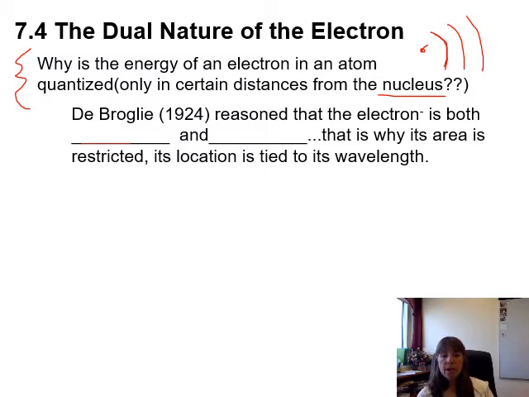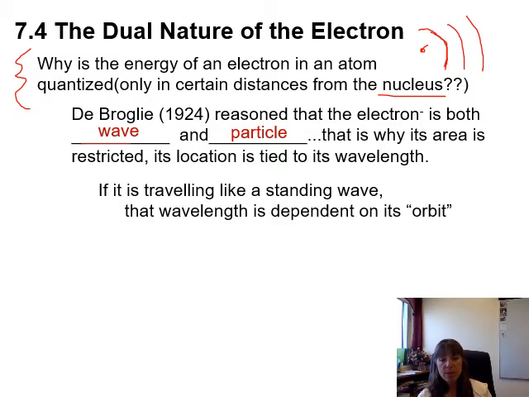So de Broglie reasoned that the electron is both wave and particle. So what does that mean? He reasoned that because if it is moving as a wave, it can only be in certain distances from the nucleus, because that area is restricted and its location is tied to its wavelength. And then its wavelength is tied to its location. It's like they depend upon each other.